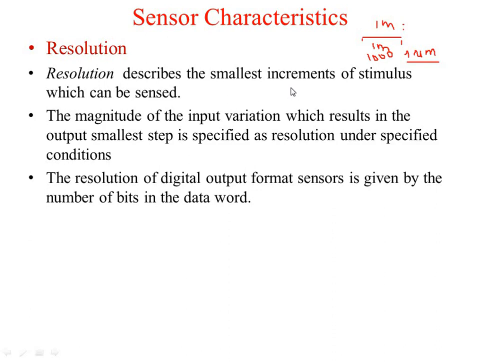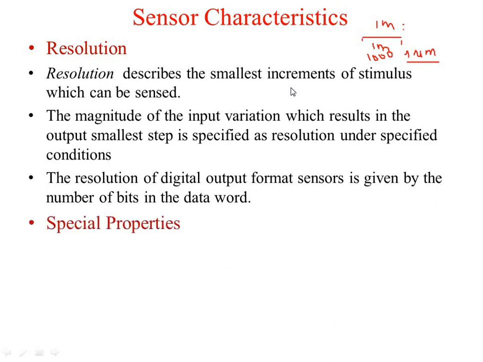So in case of digital, the resolution will be given by the number of bits in the data word. Whenever you are talking about the ADC, or the microcontroller, you talk in terms of 8-bit, 16-bit, 32-bit or 64-bit. So it gives you the smallest resolution that a digital signal can represent.